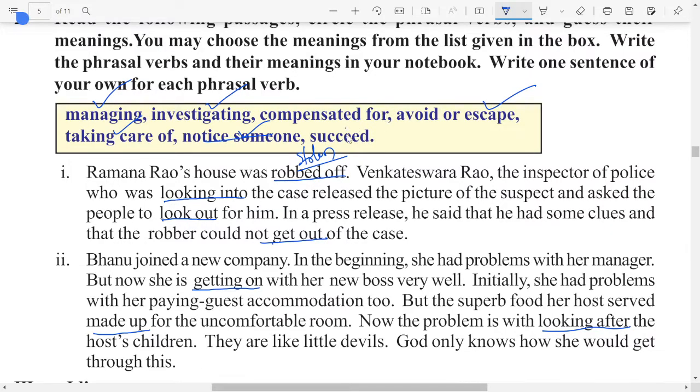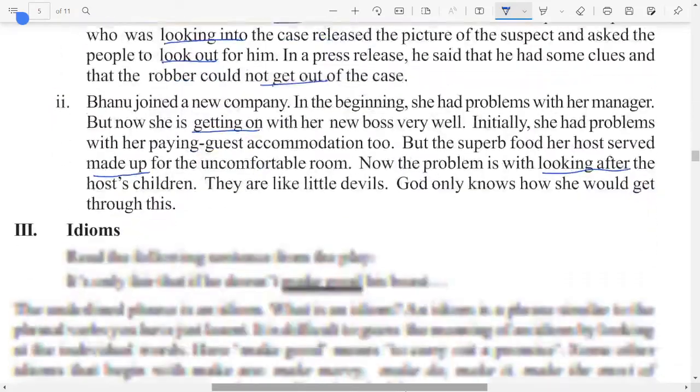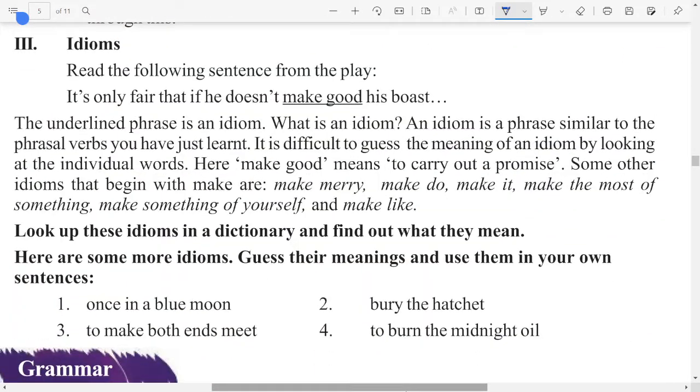It is to get through this, in the sense to succeed, to go through all these problems. Next, made up, we can go for compensated, how she would be compensated and all. Next, look at the idioms.